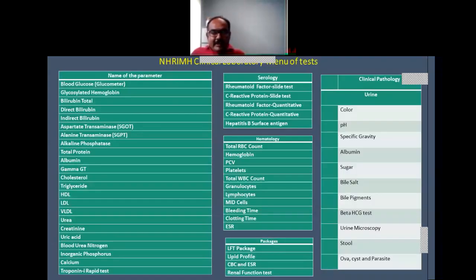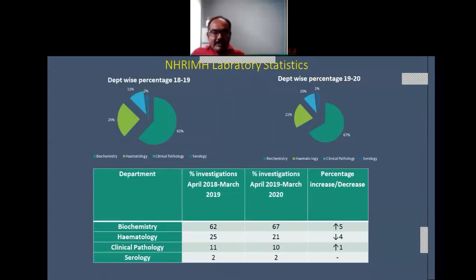So this is the menu of our NHRIMH laboratory. We are doing biochemistry, serology, hematology, packages, and clinical pathology tests also. Okay, next. So this is a stat actually. This is a comparison I have done between April 2018 to March 2019. The percentage of investigations from April to March 2019 is somewhat high. I'm very happy actually. It's a very positive sign, in which biochemistry occupies the major part.